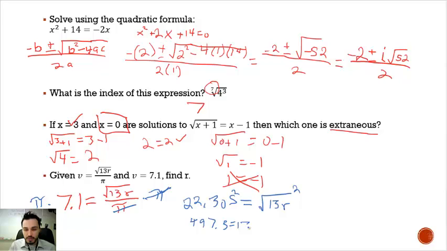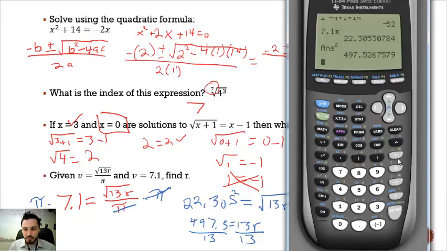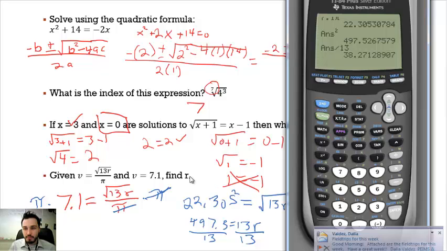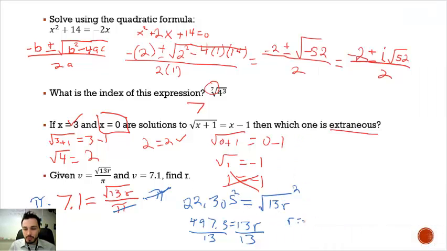497.5 equals 13r. Divide both sides by 13, and I get 38 point, we'll just round that to 38.3. So r equals 38.3. Not so hard, really. It's just a matter of plugging it in and canceling the pi, canceling the square root, canceling the 13. Pretty straightforward, pretty simple.